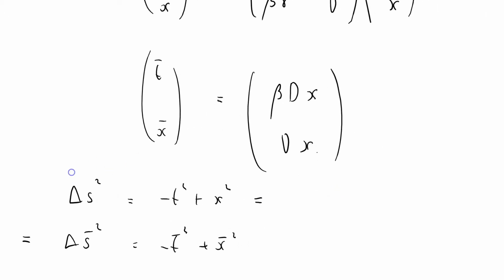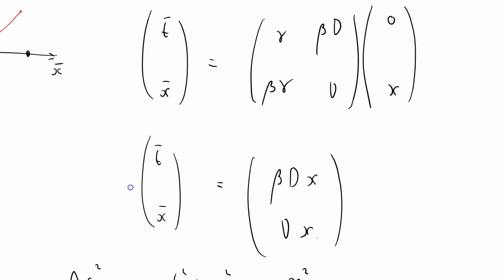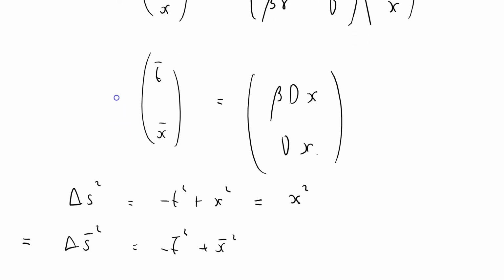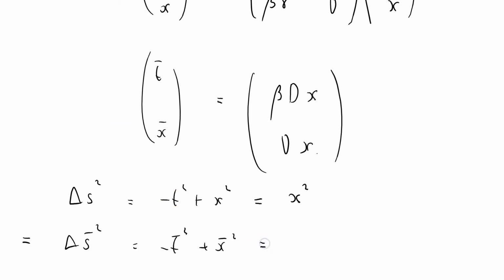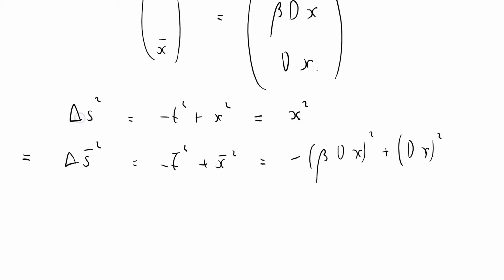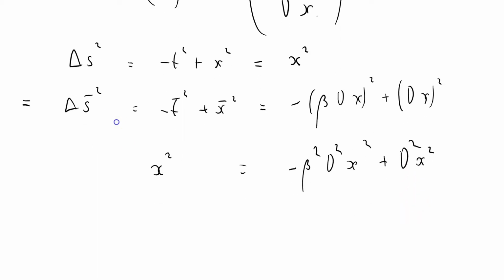So let's just go through these guys. That's just going to be x squared, because in this case my t term is 0, so there's no time there, equals minus beta d dx squared from that term there, that's my t bar, plus dx squared. Okay, so what have I got? I've got x squared, this is ds squared, equals minus beta squared d squared x squared plus d squared x squared.